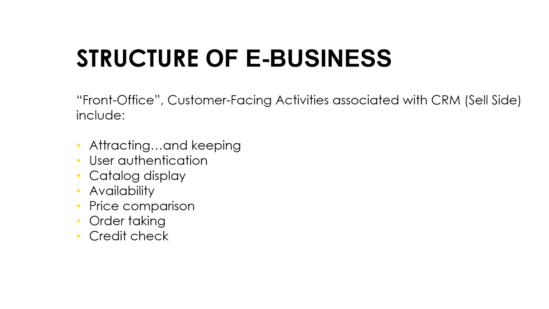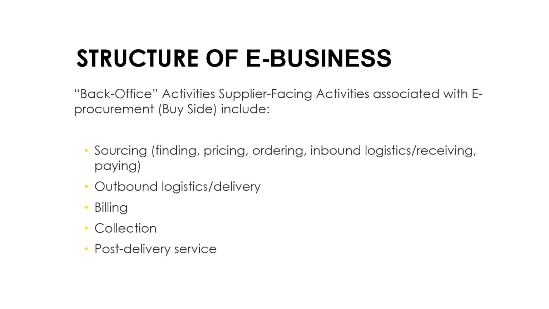Now, we talk about the structure of e-business, front office, right? This is the customer-facing activities associated with CRM, sell side, attracting and keeping, all the way to credit check. All of this is called the structure of the front office. Now, if we talk about the back office, we're talking about sourcing, outbound logistics, billing, collection, and also post-delivery service or after-sales service.